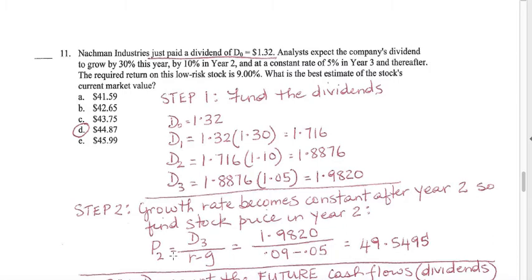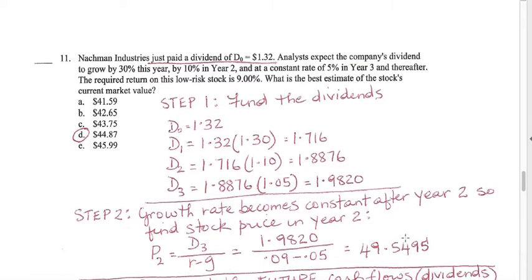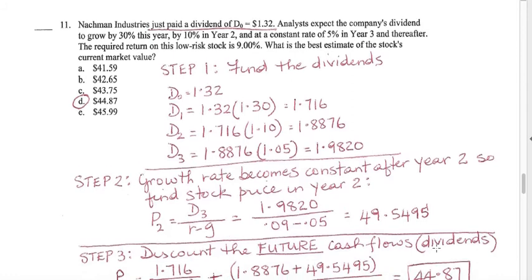So the price of the stock in year 2 is equal to $49.55 or 49.5495. Please use 4 decimal places until the very end. So you have the price of the stock in year 2. What do you do now?